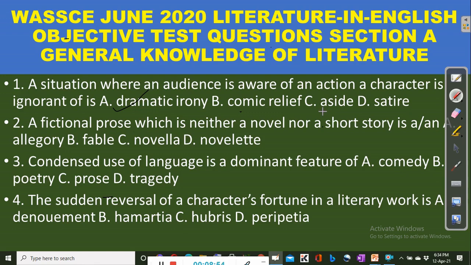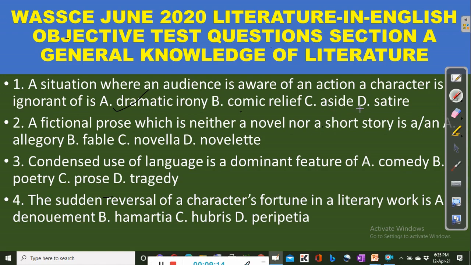An aside is when a character or an actor in a play speaks directly to the audience, which is generally believed to be unknown to the other actors in that play. Something similar is soliloquy, which is when a character is just thinking aloud and talking to himself or herself.